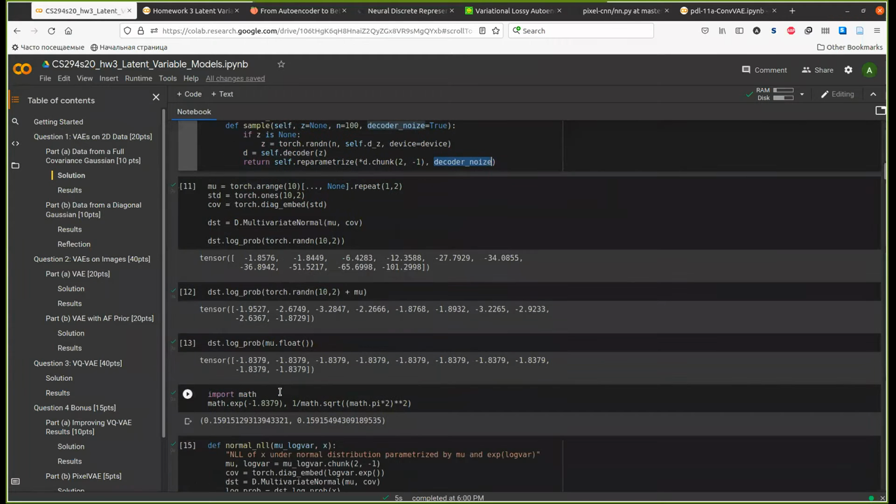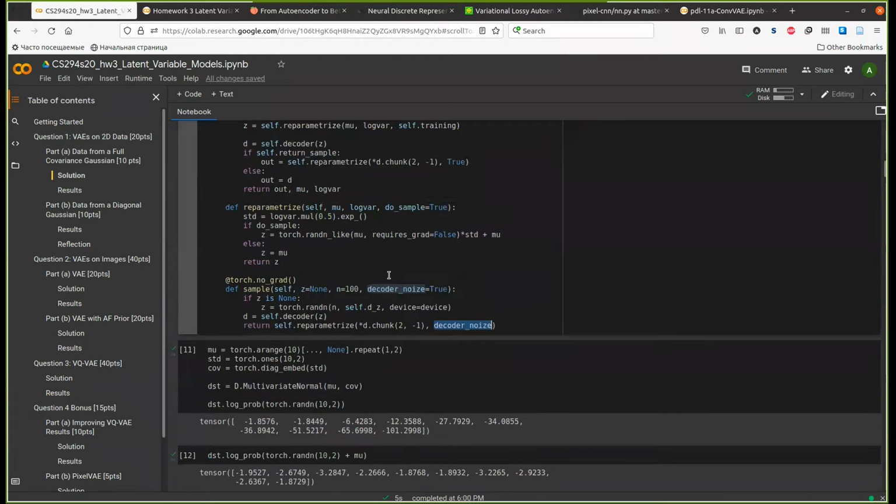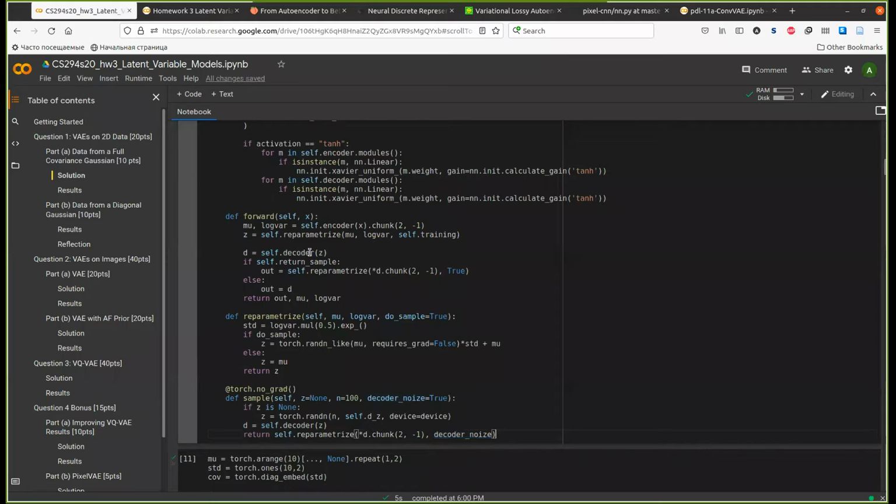Yeah, so yes, I got all that. The only question I had is why the multiplication by the 0.5 in getting the standard deviation back from the log var. Yeah, the log variance is the log of the square of the standard deviation, right?